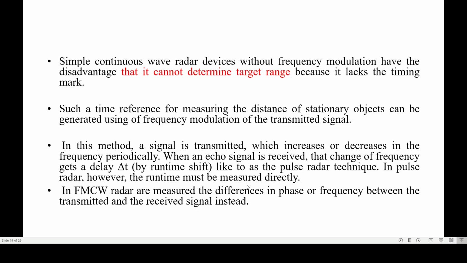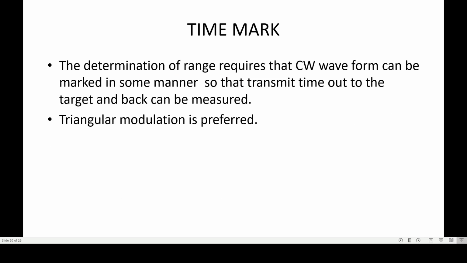Okay. In FMCW radar we measure the difference in phase or frequency. Frequency modulation വേണമെങ്കിൽ നമുക്ക് phase modulation എന്നും പറയാം. So that it gives phase or frequency difference between the transmitted and the received signal instant. Direct ആയിട്ട് measure ചെയ്യാൻ പറ്റില്ല. We can use the difference between the frequency of transmitted and received signal. Then about the time mark, the determination of range requires that the continuous waveform can be marked in some manner so that the transmit time out to the target and back can be measured.